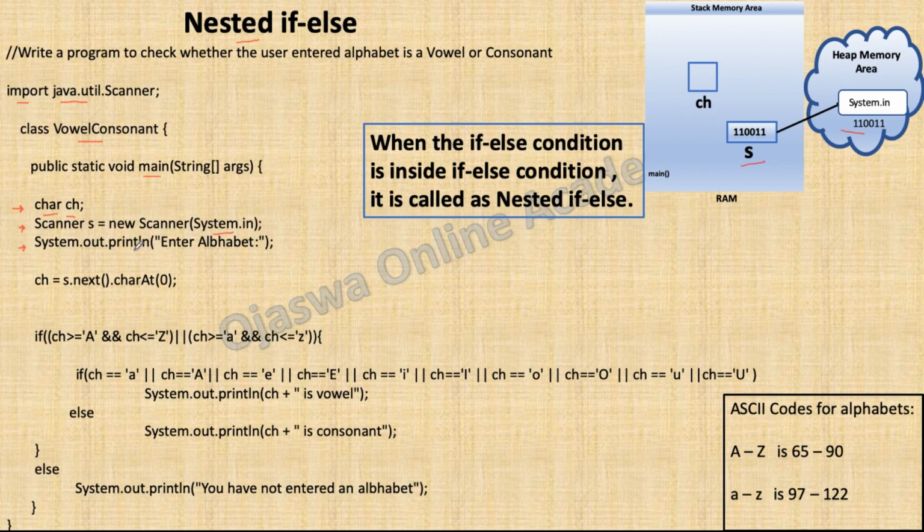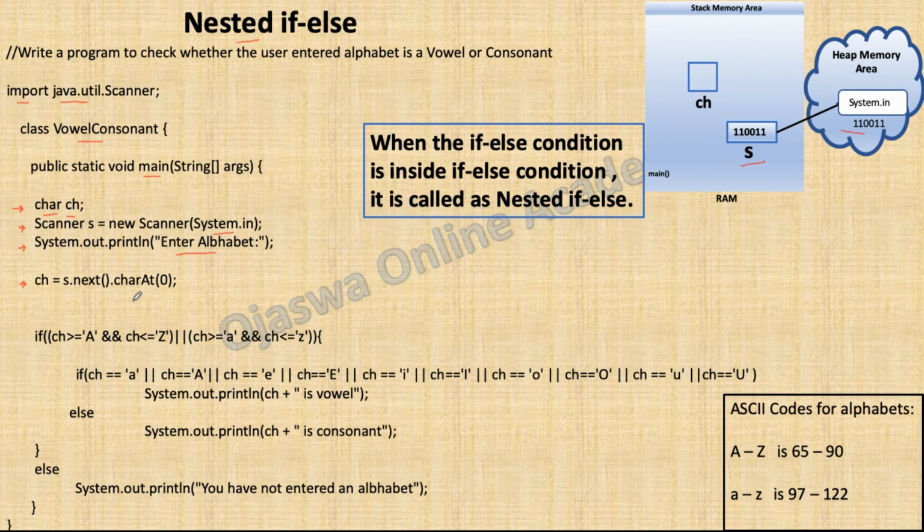Next, we are invoking the println method. System.out.println, enter alphabet. This text will be printed to the output screen. Now focus on this statement, ch equal to s.next().charAt(0), and we are passing 0 to method charAt.